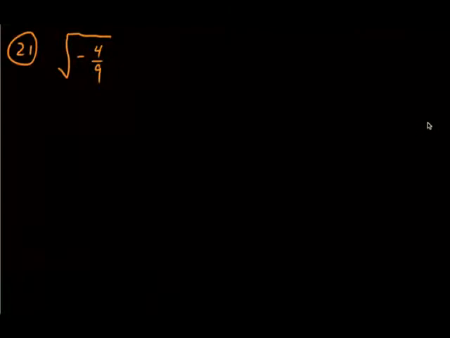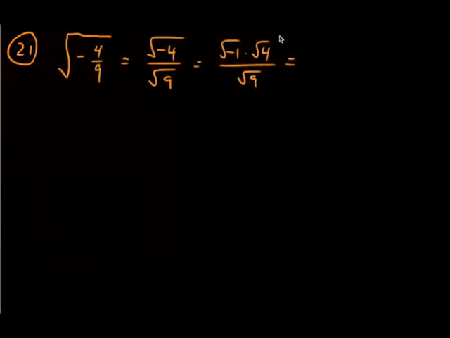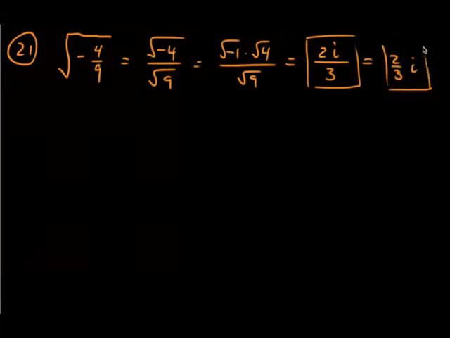Problem 21 requires some properties of radicals. So I've got the square root of a quotient, so I can actually break that up top and bottom. So that's the square root of negative 4 over the square root of 9. And let's also break that up into the square root of negative 1 times the square root of 4, over the square root of 9. And I can now evaluate all of these. Square root of 4 is 2, square root of negative 1 is i, and square root of 9 is 3. So I could write that as 2i over 3. That's also the same as 2/3 i, depending on which one you want. Either is correct, though. So that's not too bad.